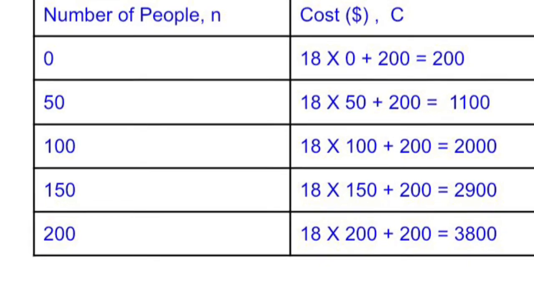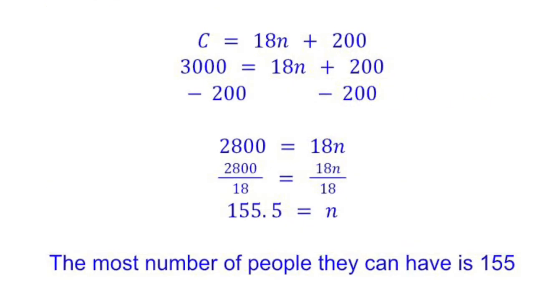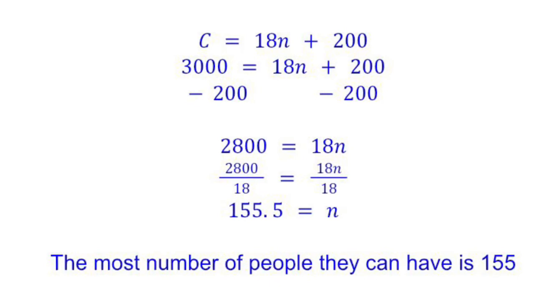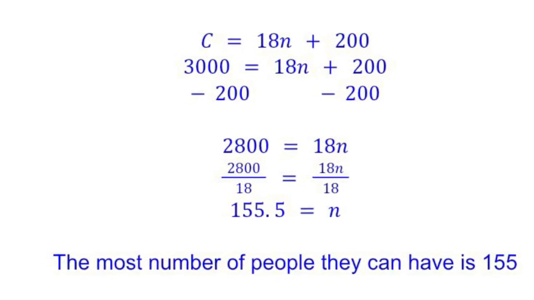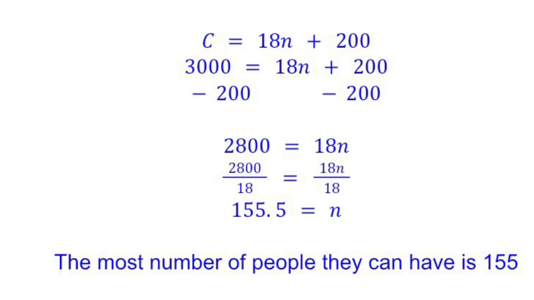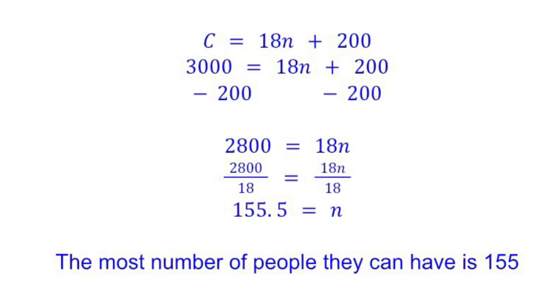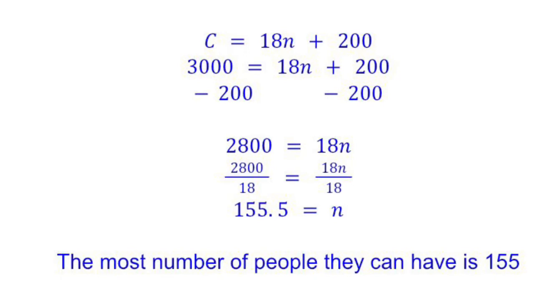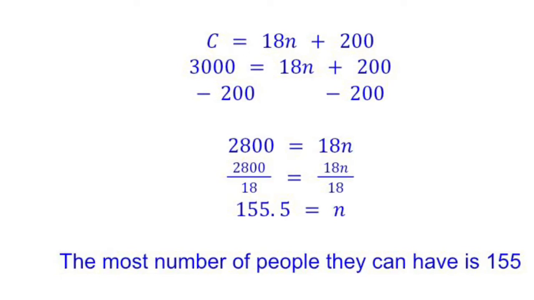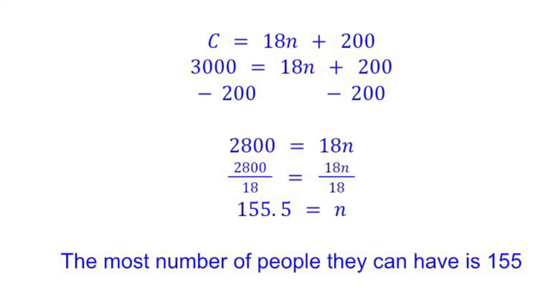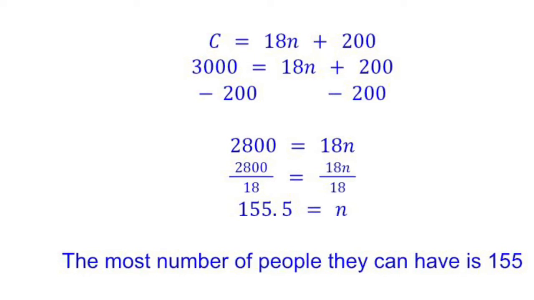So we need to write down the equation. C is equal to 18N plus 200. And instead of writing C, we're going to write down 3,000 because 3,000 is our cost. So 3,000 is equal to 18N plus 200. And now we're going to do algebra. We're going to take away the 200 from both sides. So I get 2,800 is equal to 18N.